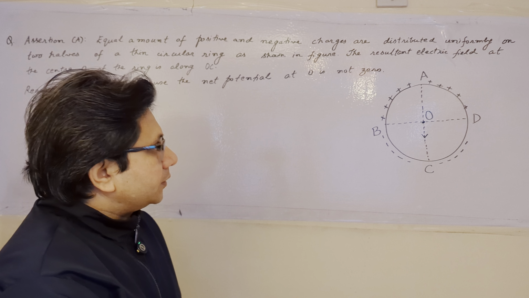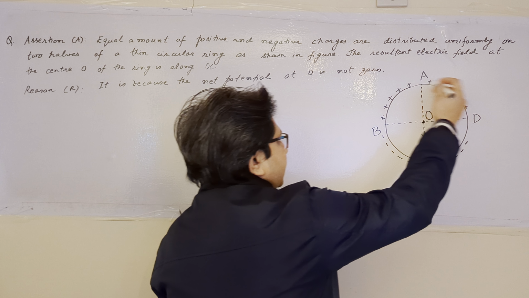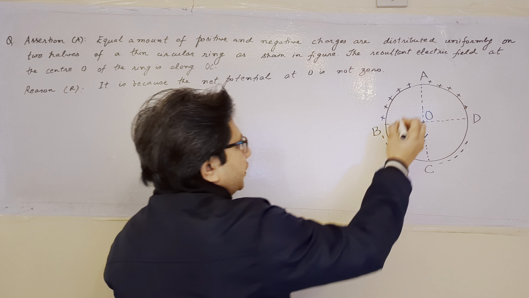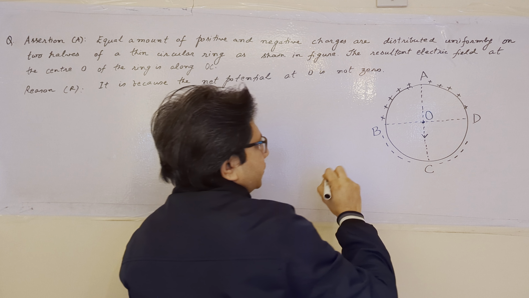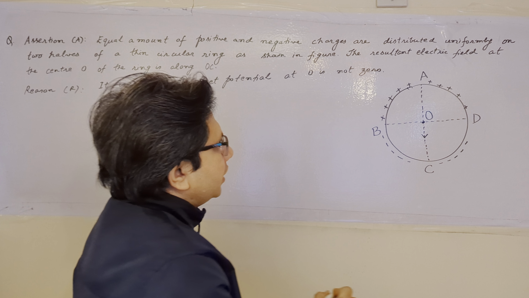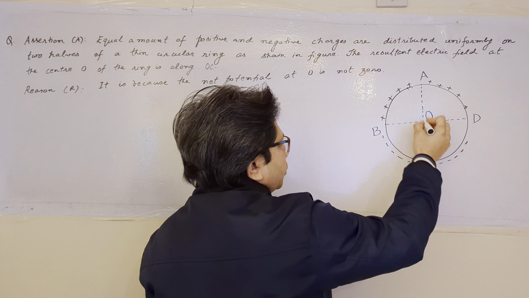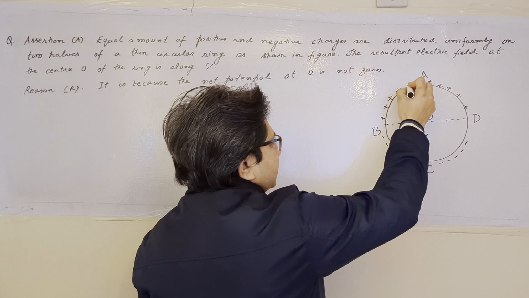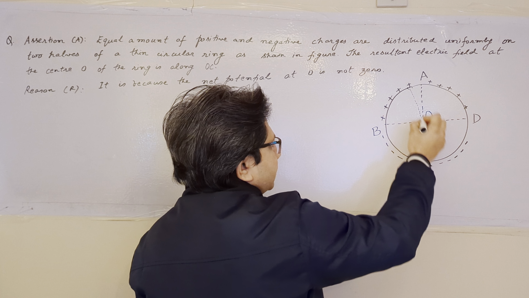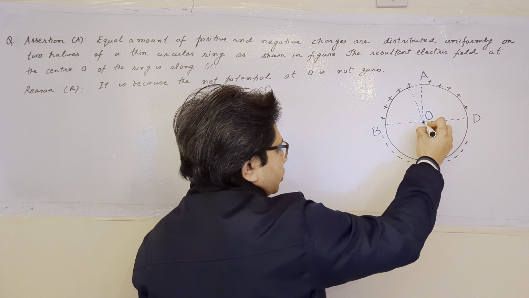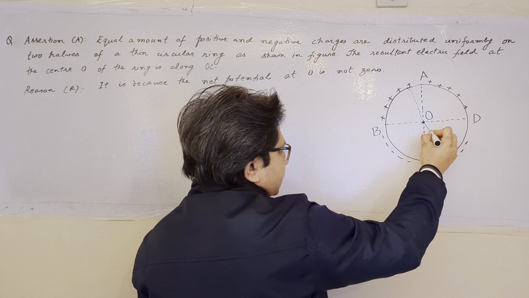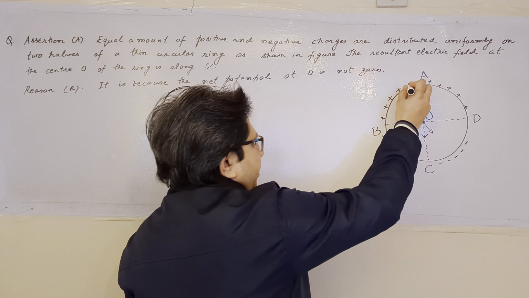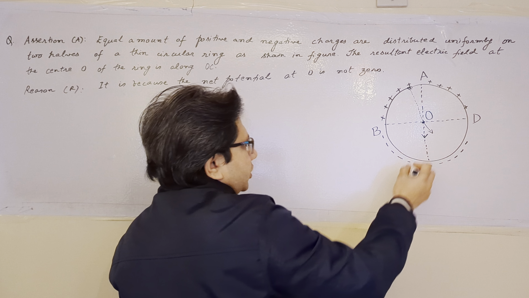To verify it, first of all, we consider this upper half section. For this upper half section, we take a very small segment of charge here and calculate the electric field at point O due to this segment by joining this line. This is the positive charge, and due to the positive charge, the electric field is away from the charge. So the electric field corresponding to this small element is in this direction.